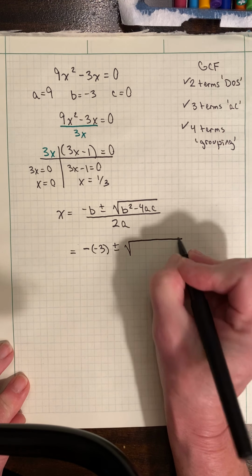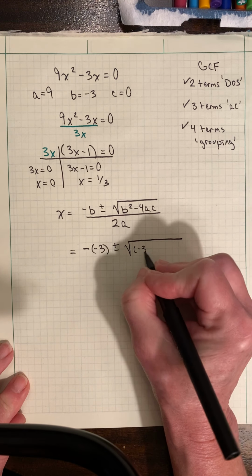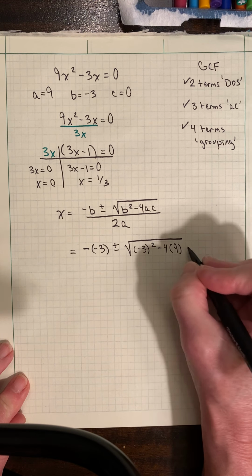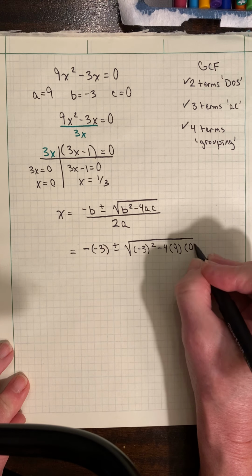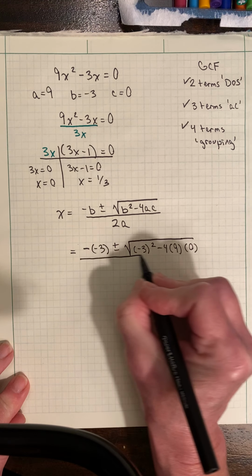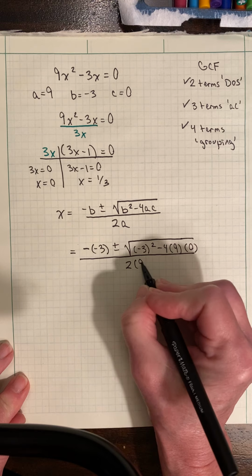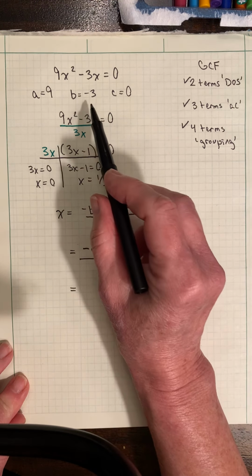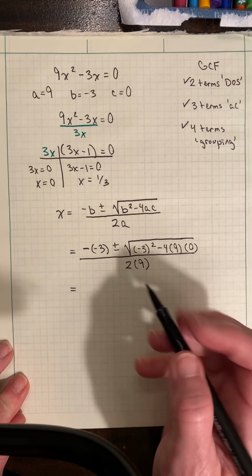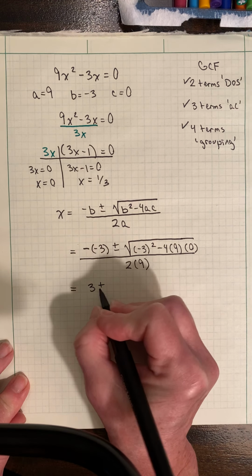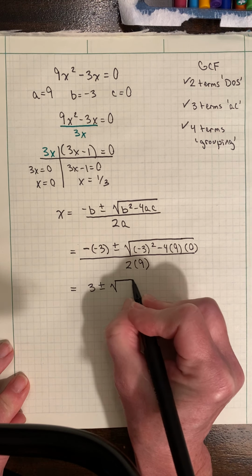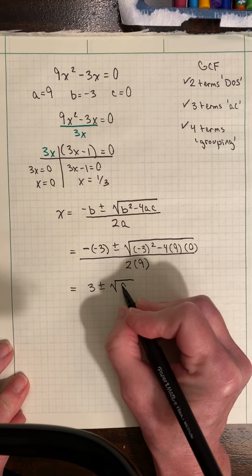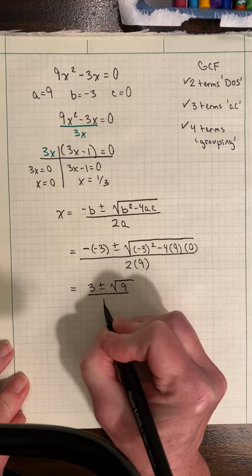Here's where I said be careful with parentheses, because it's -3 squared minus 4 times A times C, and all of that is over 2 times A. Well, we're getting the opposite of B, or the negative of -3. We get +3 plus or minus -3 squared is +9, minus, that would be 0, would just be 9, all over 18.